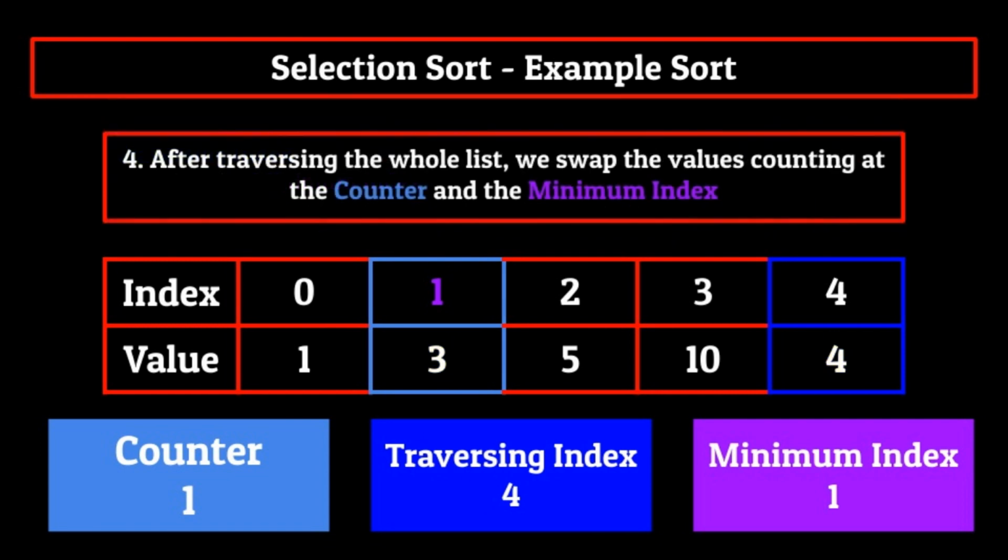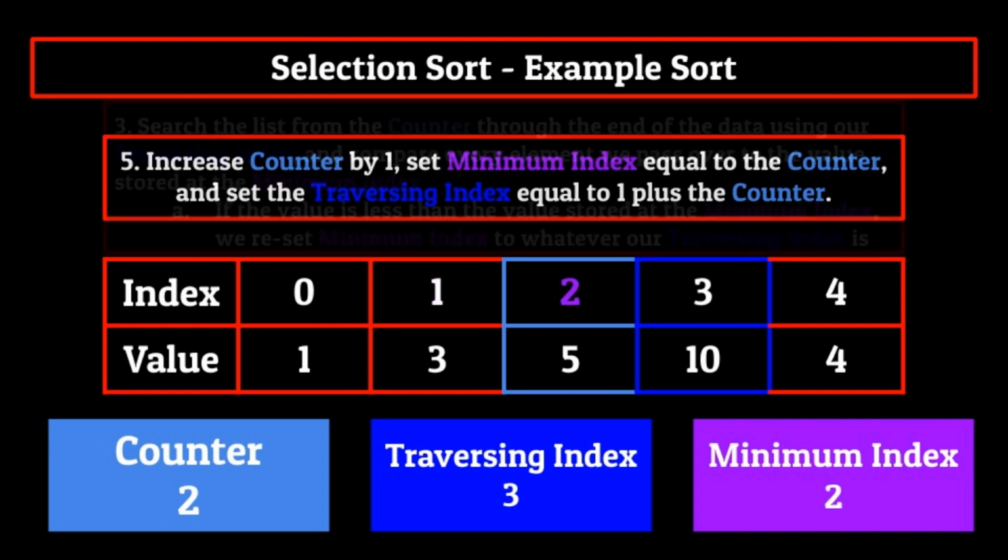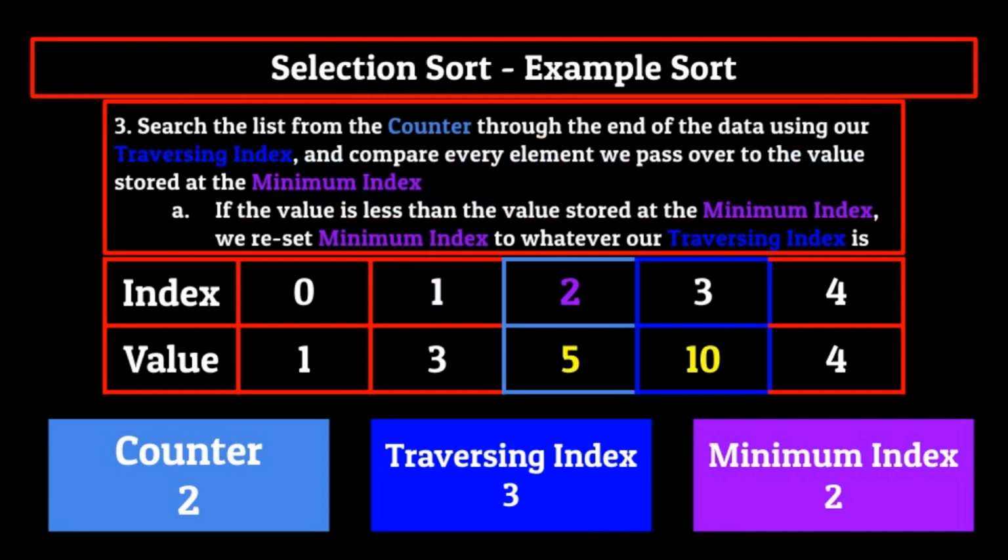No swapping is necessary since we lucked out by having the minimum value of the unsorted part of the list stored in the first index. Again, we increase the counter, set the traversing index to that plus 1, and set the minimum index to the counter. 5 gets compared to 10, and since 5 is less than 10, we keep things the same. Then we compare it to the last element in the list, and since 4 is less than 5, we set the minimum index to be equal to index location 4.